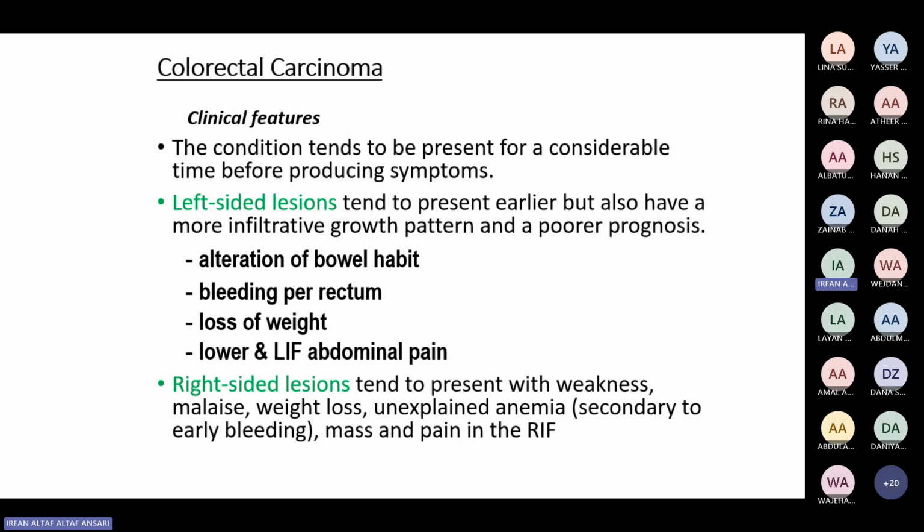Okay. So what are the symptoms? Alteration of the bowel habit, constipation, diarrhea, bleeding per rectum, loss of weight, lower abdominal or left iliac fossa abdominal pain. Right-sided lesions tend to present with weakness, malaise, weight loss, unexplained anemia secondary to the early bleeding, mass, and pain in the right iliac fossa.